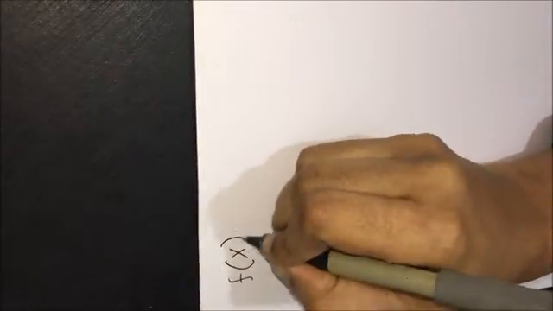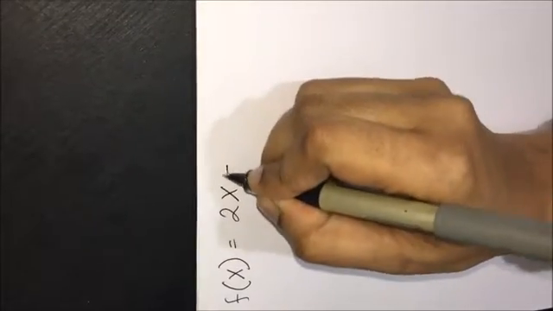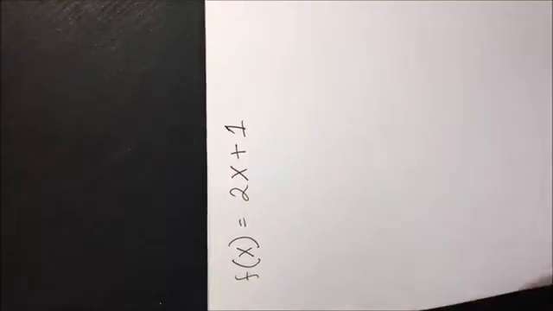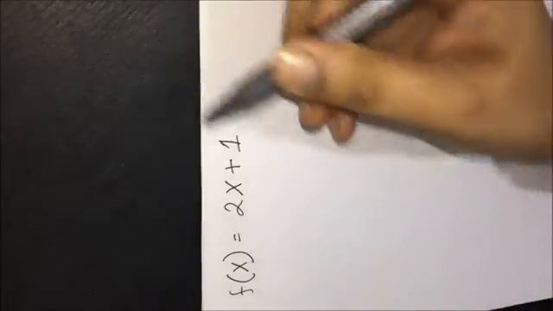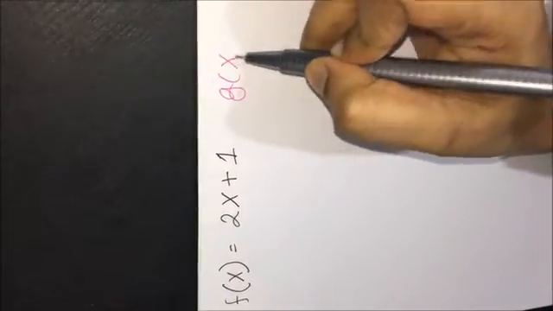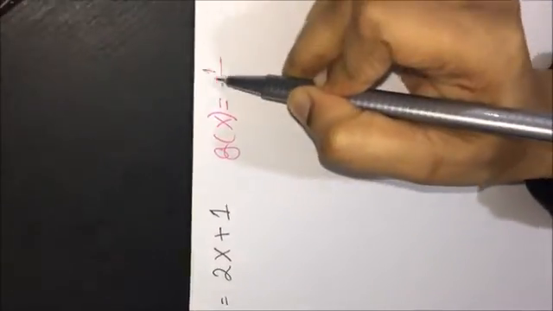How do I do it? Before, I had two functions. The function was f of x equal to 2x plus 1, and I have the other one, g of x, which was 1 over x.